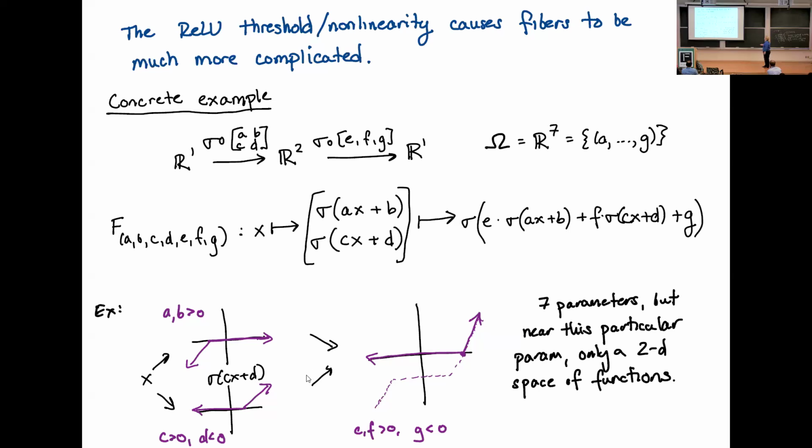All right, so our parameter space had 7 parameters, but we just saw that, with suitable assumptions on what these parameters are, locally you're always going to get a graph that looks like this. And so there's really only two things that can change. You can change where this bend point is, and you can change the slope of this line. So there's really a 2D space of functions.